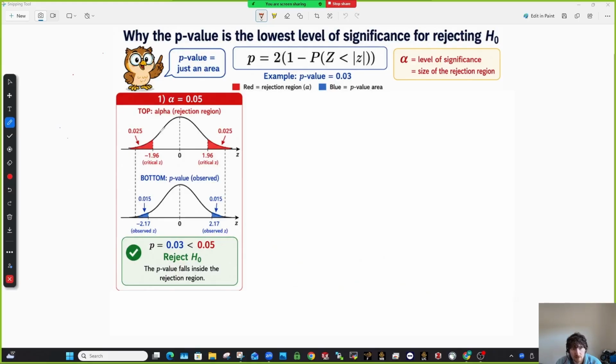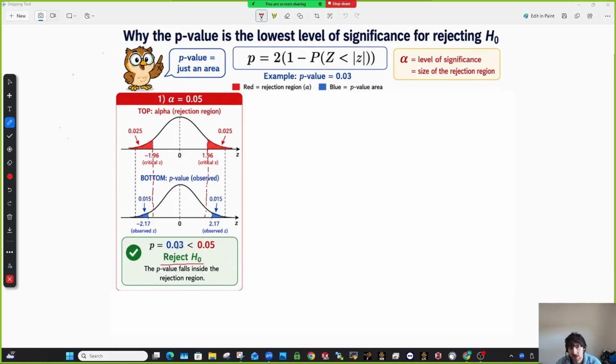So this is our typical rejection region. See our 1.96s and then the 0.05. That's the size of our rejection region. Then we're taking an example here where we have a p-value of 0.03. Look at what happens if we dash down the rejection region here. Look at where our p-value is. Our p-value is the blue area. It's in the rejection region. And so if your p-value is in the rejection region, you reject H0, okay?